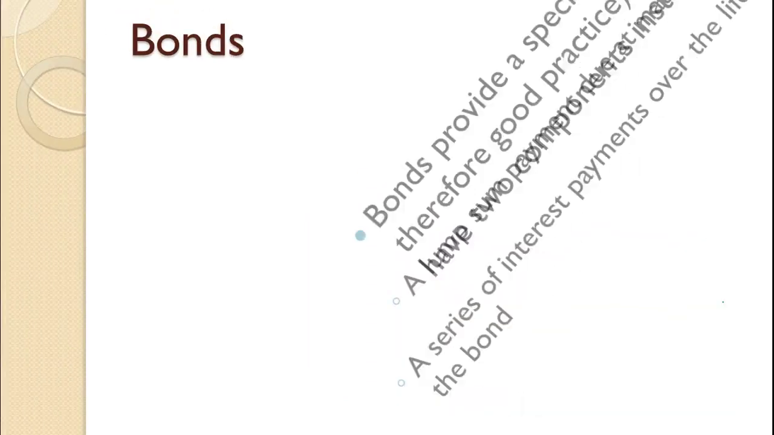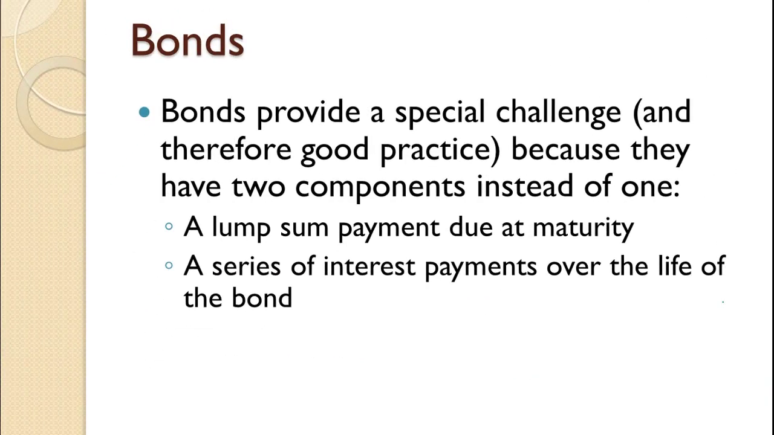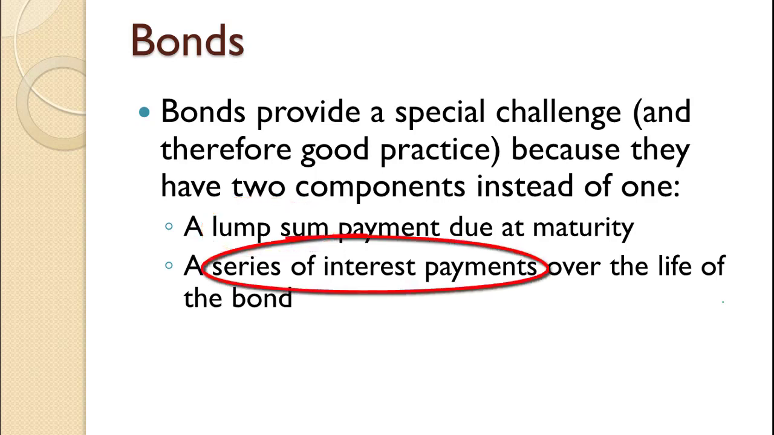Bonds provide a special challenge and therefore really good practice for us because they have multiple components. Not only do we have a lump sum that gets paid at the end of the bond's useful life, but we also have a series of interest payments that are made between when you buy it and when that final payment comes back. Which means we have both a lump sum and an annuity. So bonds are awesome. They give us both pieces.